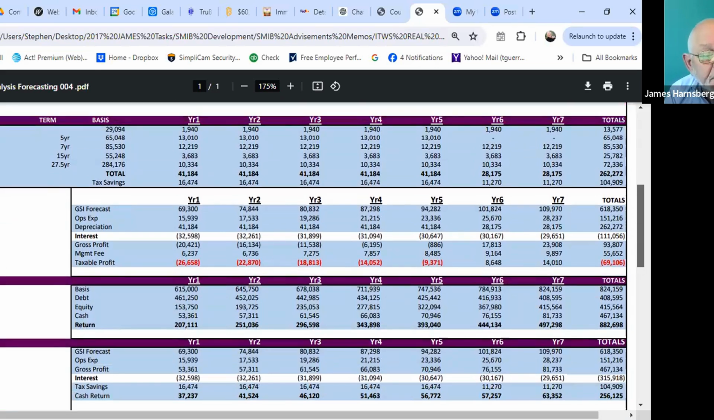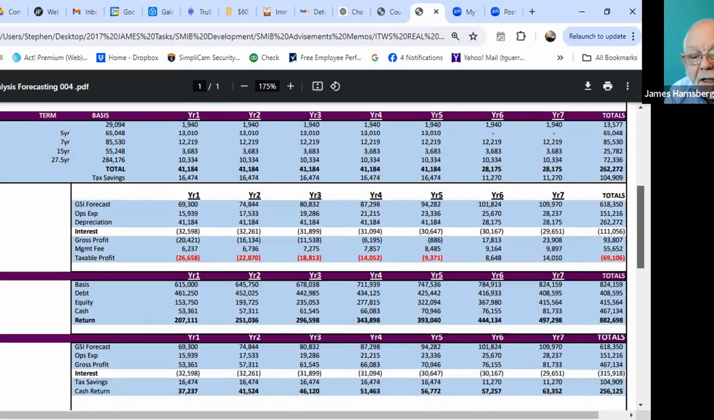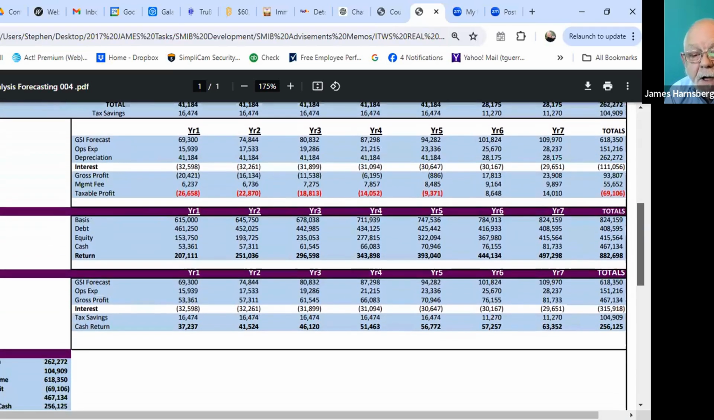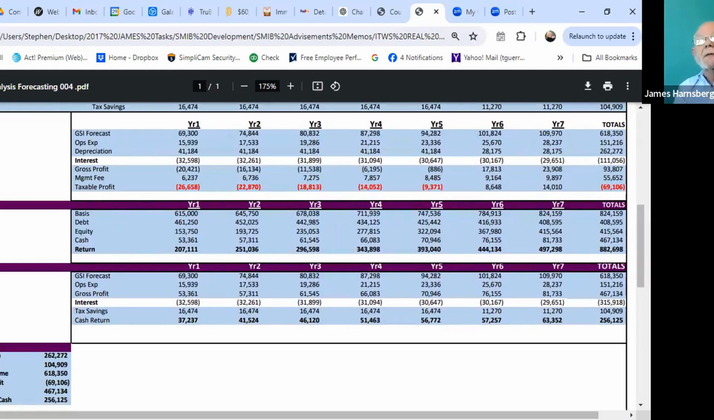I have my GSI, my gross profit, my tax savings and cash return. Actual money in my hand is $256,125. So basically, the tax attributes and the rent survey have allowed me to acquire a $600,000 property. And after holding it for 7 years, it gave me $256,000 more than what I paid for it. And I have no taxable income or profit when I dispose of the property.